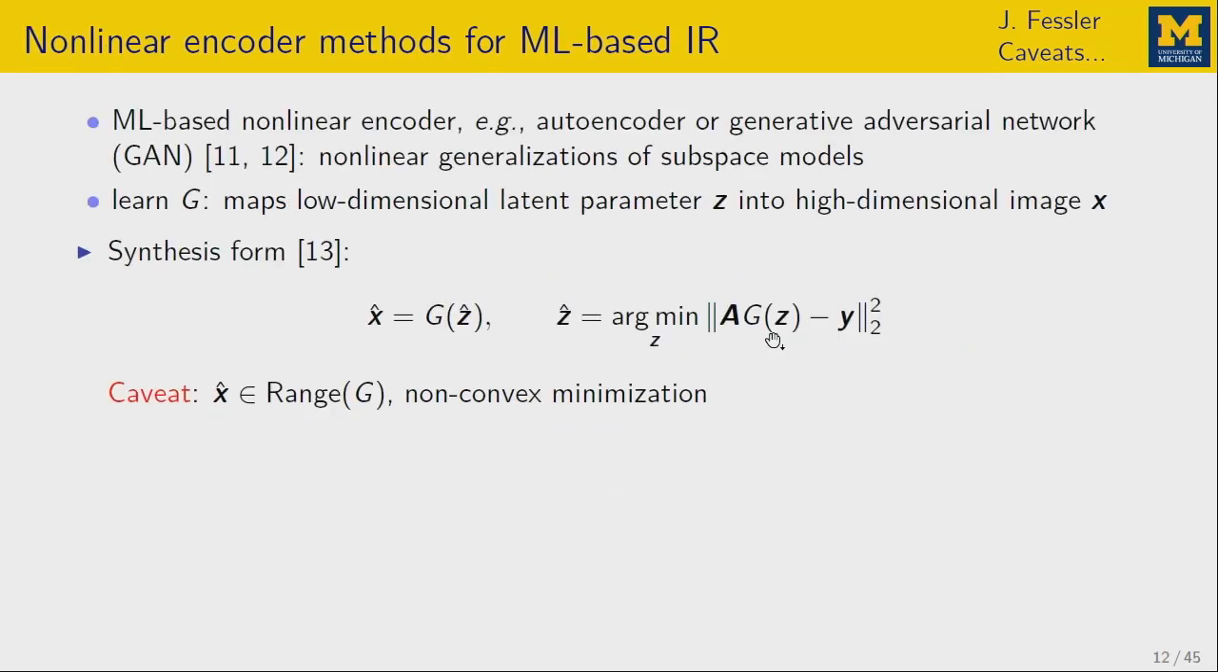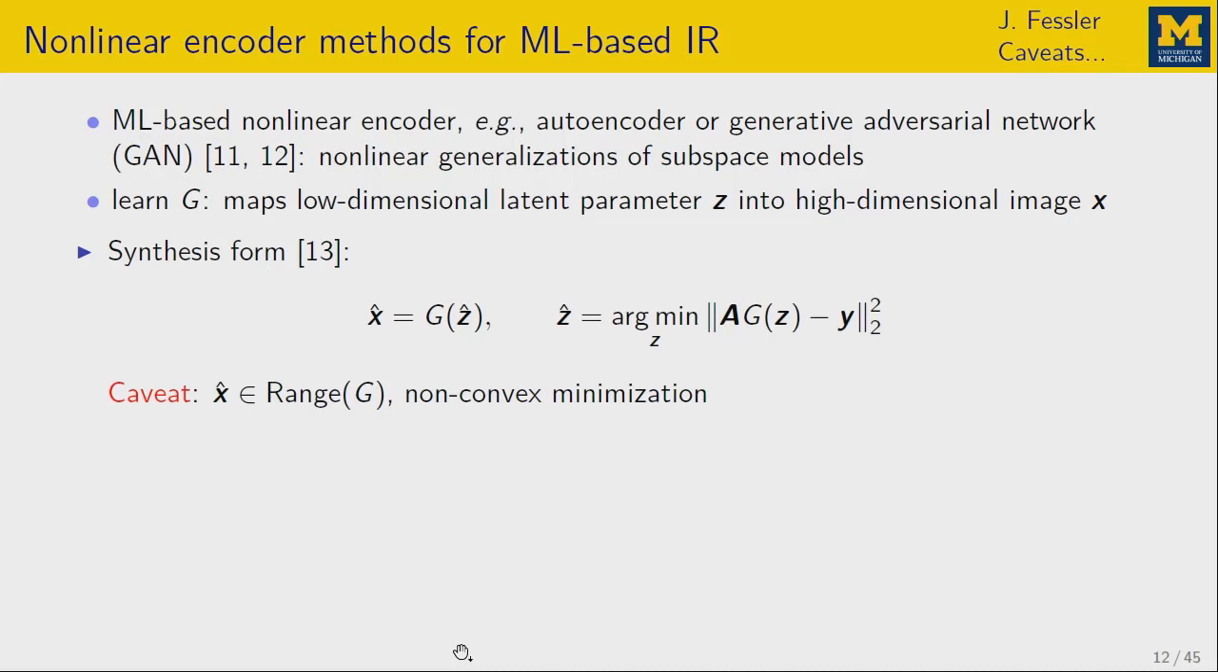An area that I'm particularly intrigued by that's emerging is using nonlinear encoder methods for machine learning-based image reconstruction. So a nonlinear encoder is a nonlinear mapping that maps some low-dimensional latent parameter space, which I've denoted by the vector z, into your high-dimensional image, or perhaps patches in that image. The first way that this is proposed in the context of compressed sensing is in the synthesis form, where you minimize over the latent parameters the generated image that best fits your k-space data according to your model for the physics of the scanner, and then your final reconstructed image is the generated image from those latent parameters.